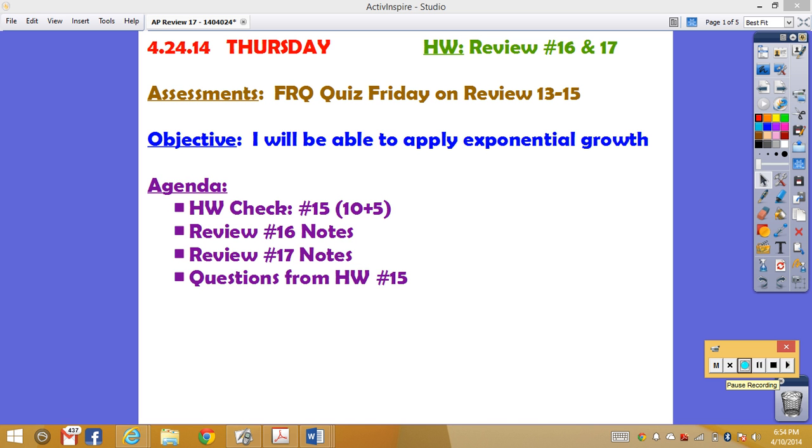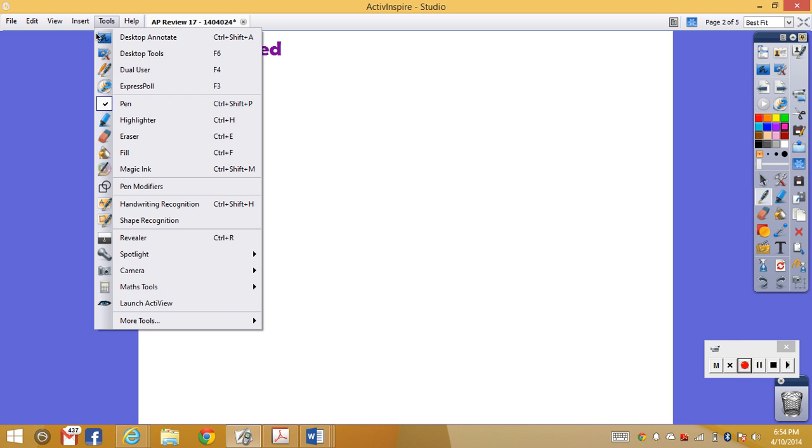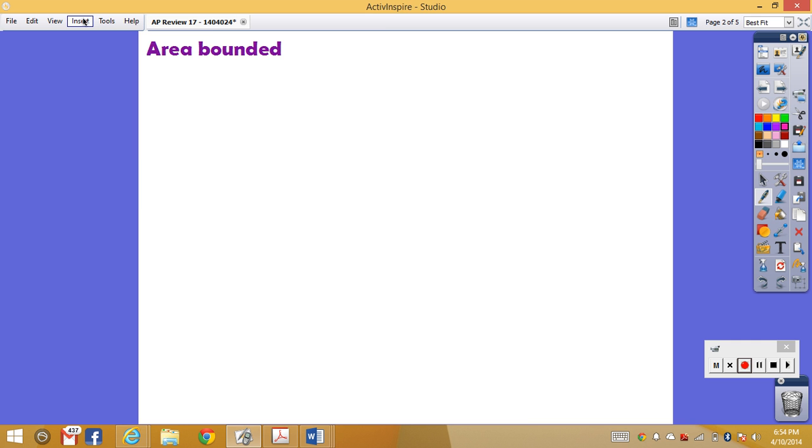Alright, so this is now review 17. It's still Thursday, and we should have finished up review 16 notes already. So, review 17, area bounded. Let's just start off with some basic things about area. I'm going to back up one page.